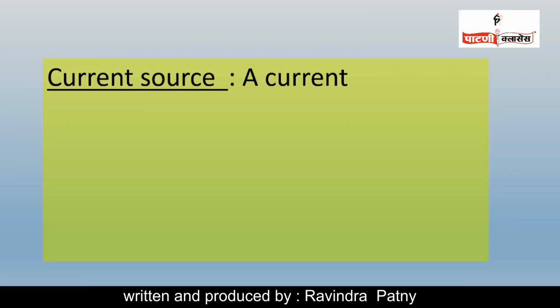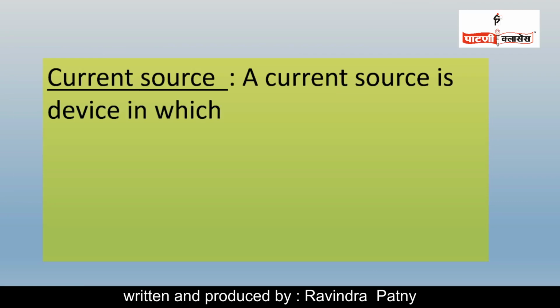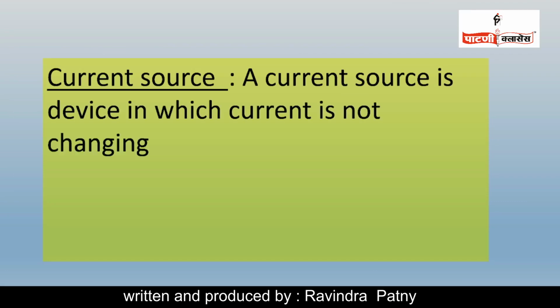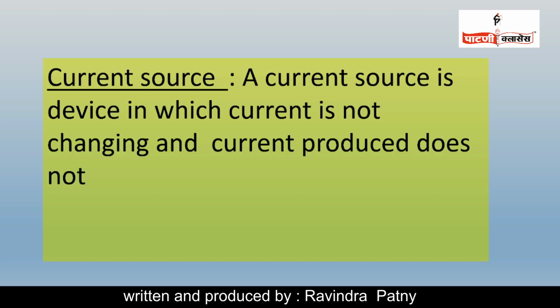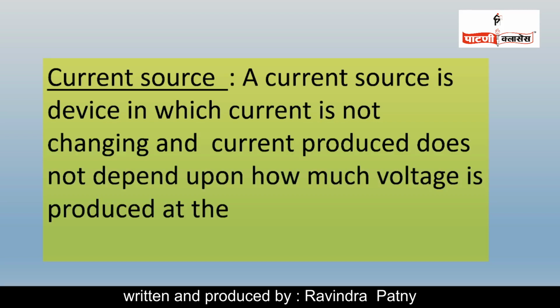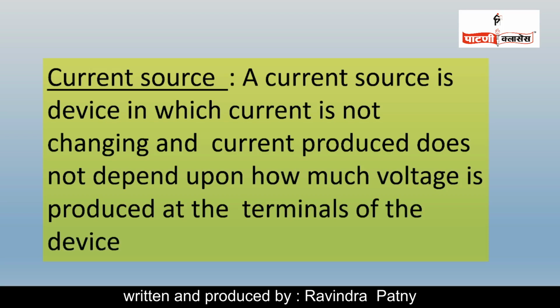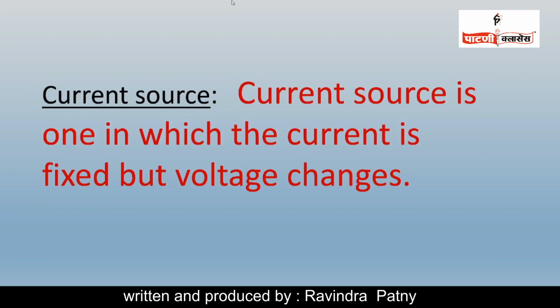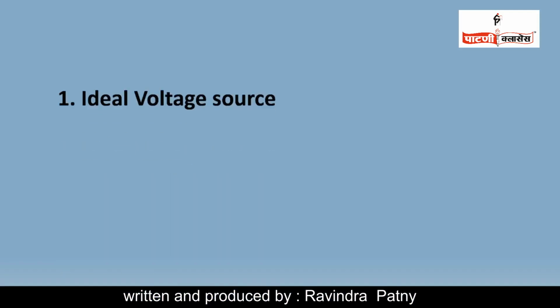Current source. A current source is a device in which current is not changing and current produced does not depend upon how much voltage is produced at the terminals of the device. In short, current source is one in which the current is fixed but voltage changes. Now we are going to talk about ideal voltage source and ideal current source.